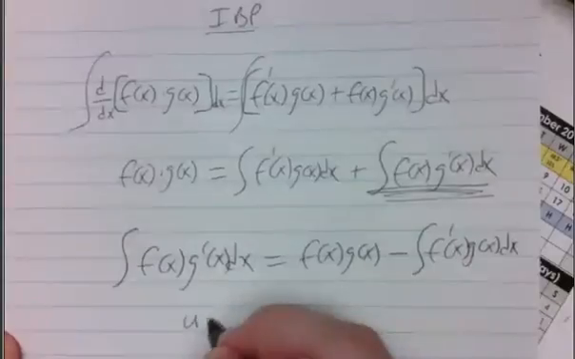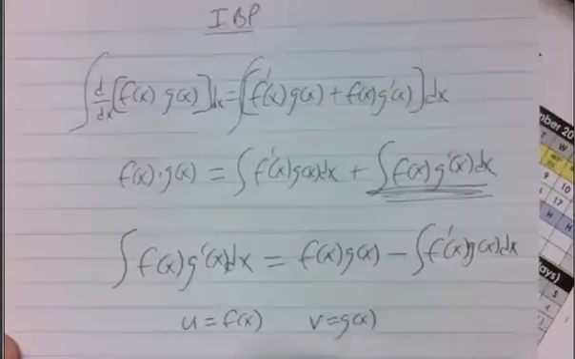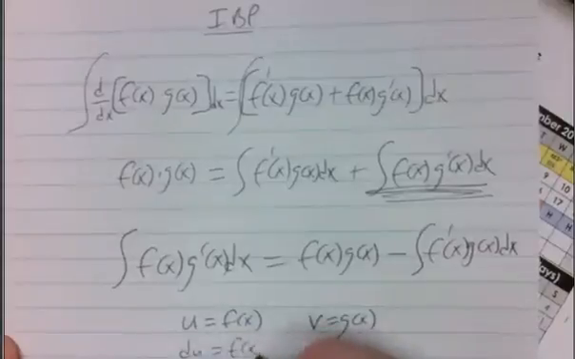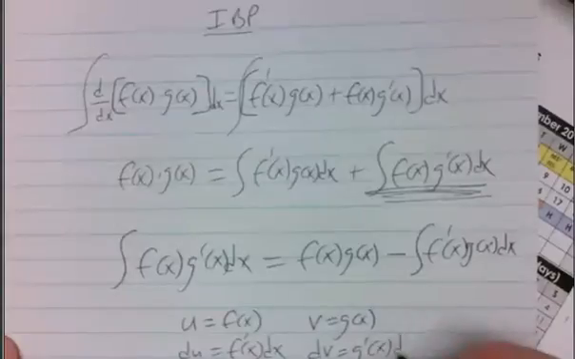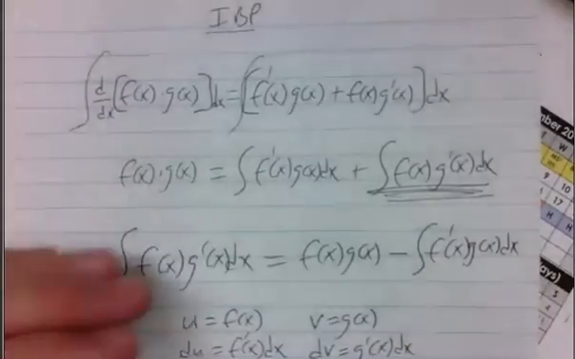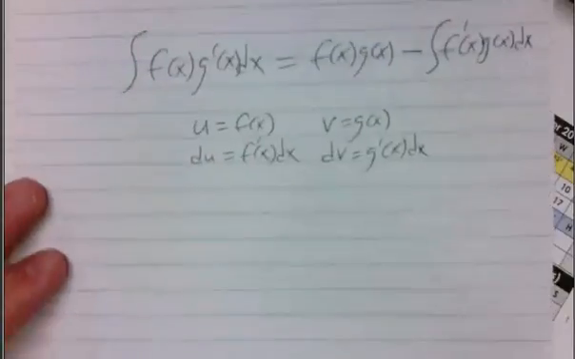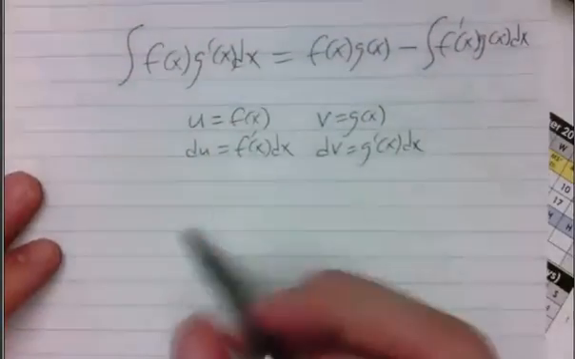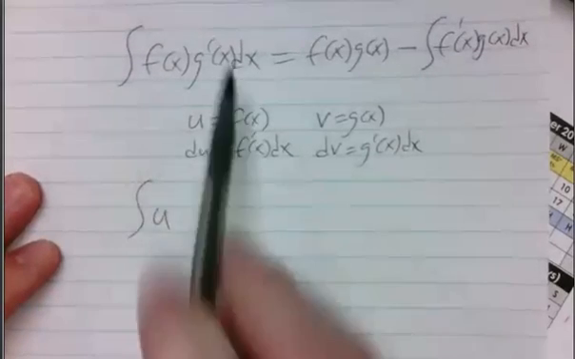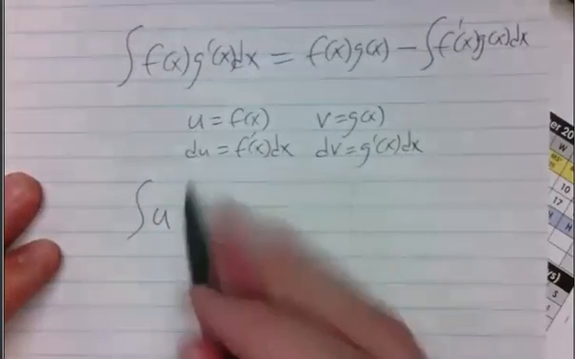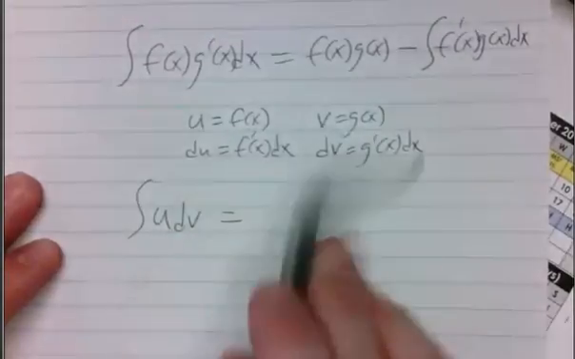So we're going to substitute. We're going to let u equal f, and we're going to let v equal g. Then du is going to be f prime of x dx, and dv is going to be g prime of x dx. Let's clean this up so that the letters are easier to work with. So the integral of f g prime, well, f is really u, and g prime dx is really dv. That's going to be equal to f times g, which is just u times v.